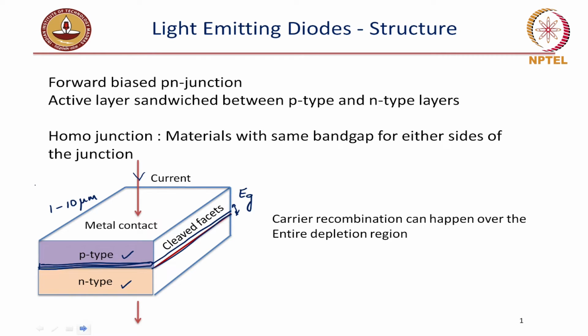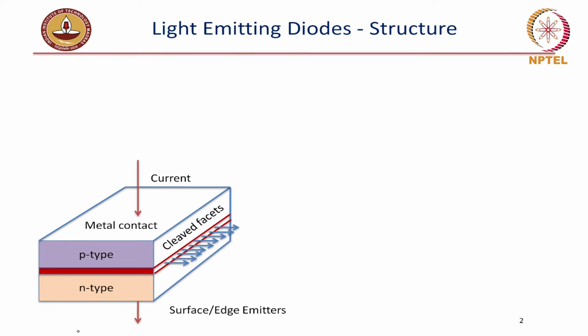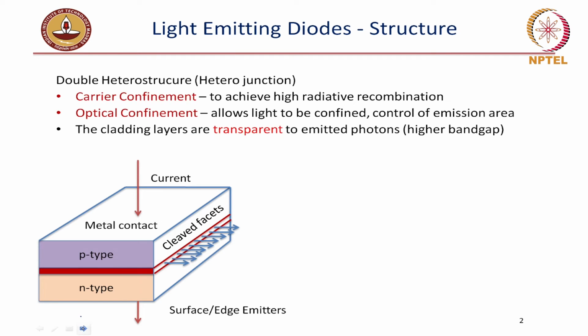So the issue with this kind of structure is that, even earlier LEDs were made with this kind of arrangement, but the recombination can happen over this entire depletion region. Of course, the width of the depletion region is decided by your injection current, dopant concentration, and so on, which is a very inefficient way of generating light. It results in a very low internal quantum efficiency. So what is done in a semiconductor structure, instead of a homojunction, is that typically a heterojunction is fabricated.